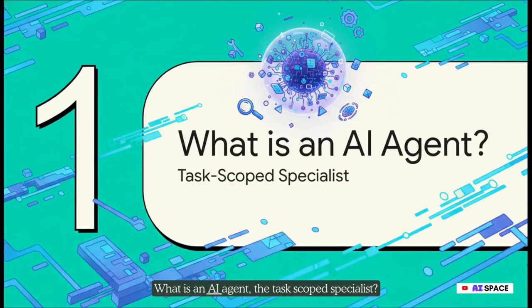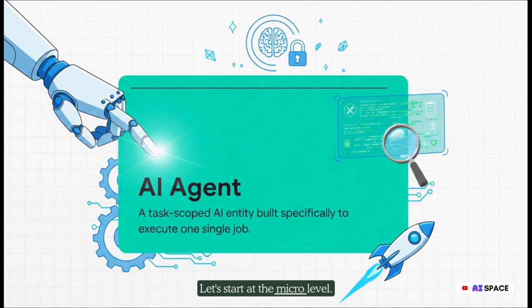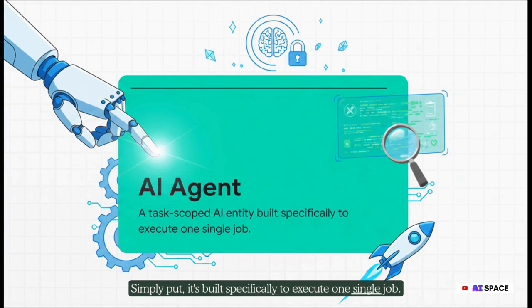What is an AI agent? The task-scoped specialist. Let's start at the micro level. An AI agent is a task-scoped entity. Simply put, it's built specifically to execute one single job. That's the crucial point here. It doesn't get distracted, and it doesn't try to run a whole business. It's perfectly engineered to handle its one specific task.